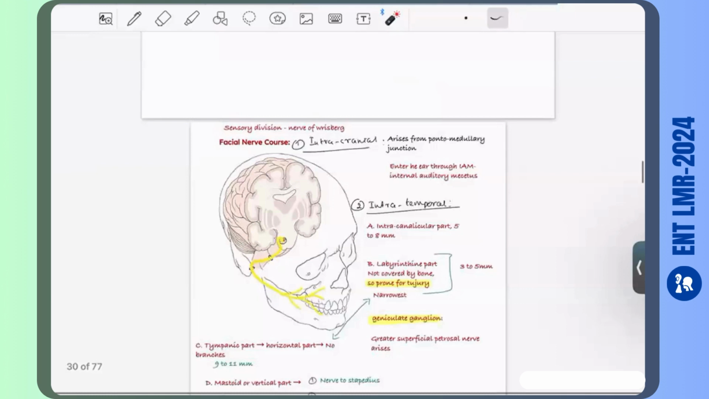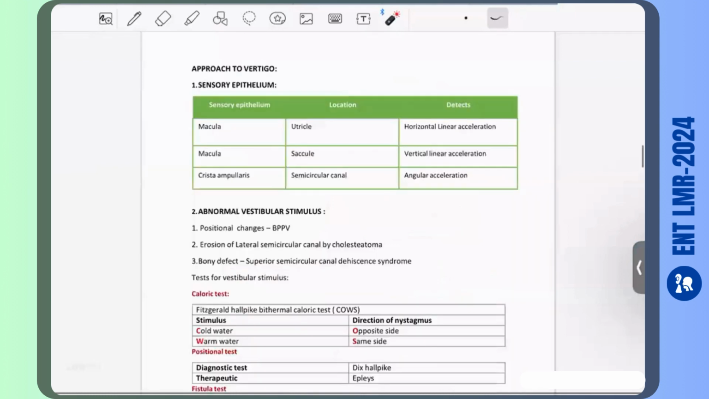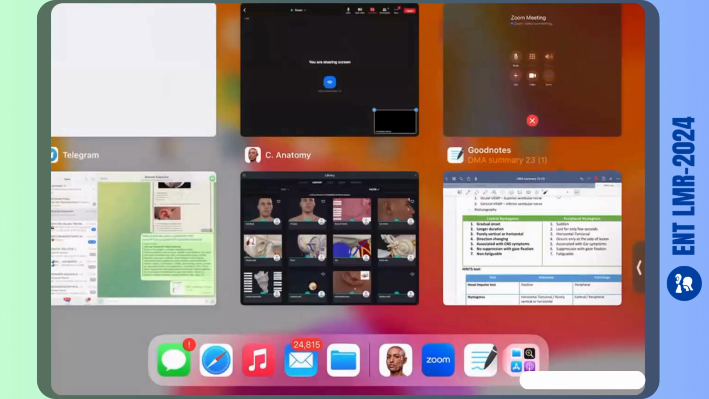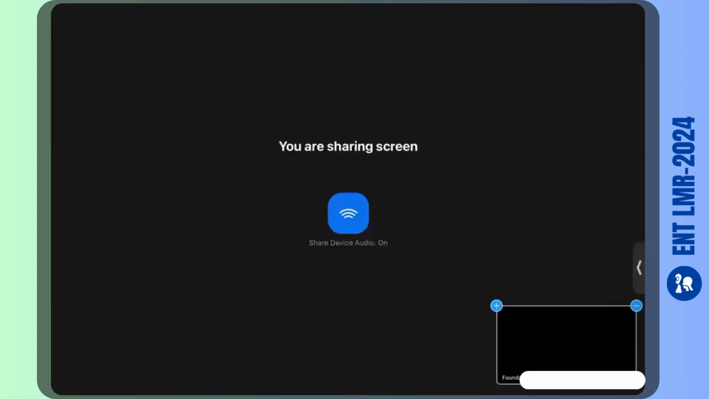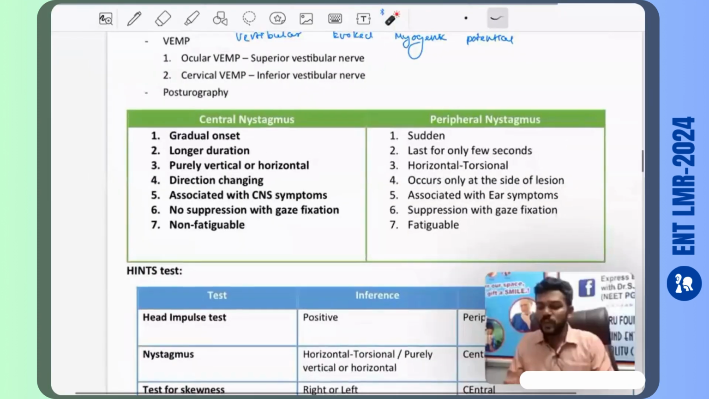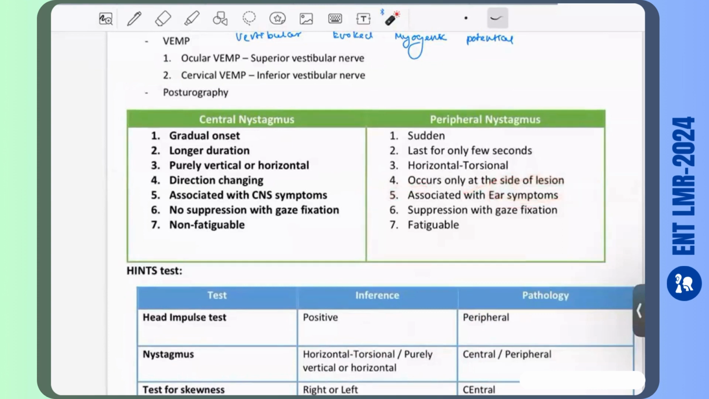Okay, fine. Whereas in a peripheral nystagmus, it will be a sudden onset, lasting for only a few seconds. Horizontal torsion nystagmus can occur only at the site of the lesion. It is associated with ear symptoms. It is suppressed with gaze fixation, and it is a fatigable nystagmus. That is the difference between central nystagmus and peripheral nystagmus.